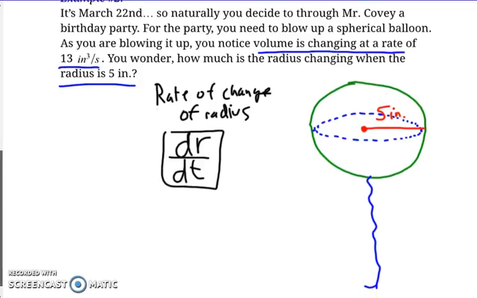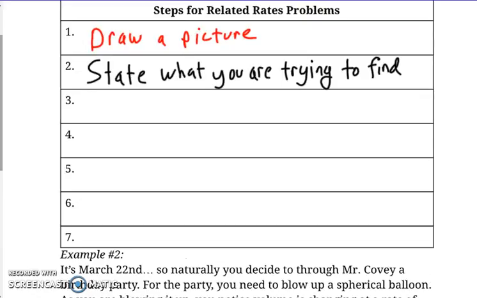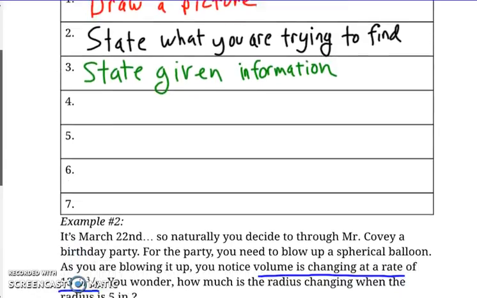Next step is to state what information we're given. So we are given that the volume is changing at a rate of 13 inches cubed per second. So the rate of change, the slope of the volume, is 13. And we're also considering just a single point in time. We're considering the exact time when the radius is 5 inches. So third step is to state the given information.